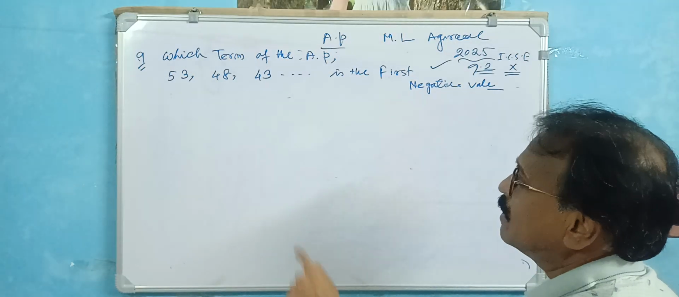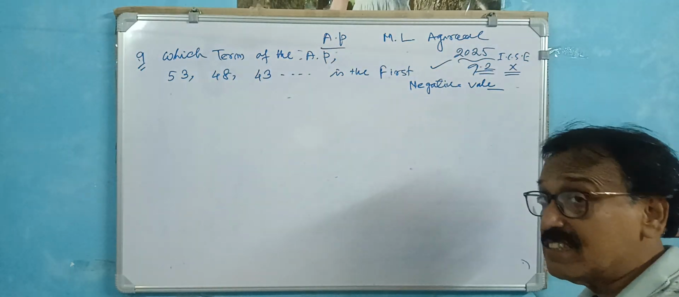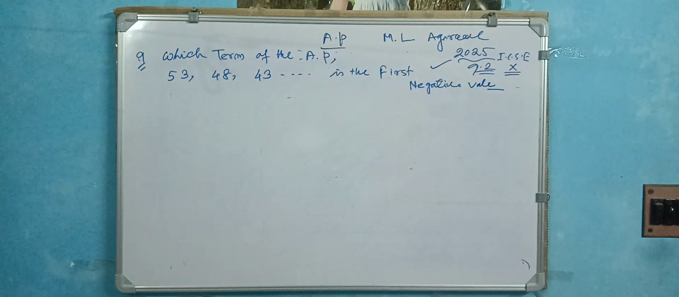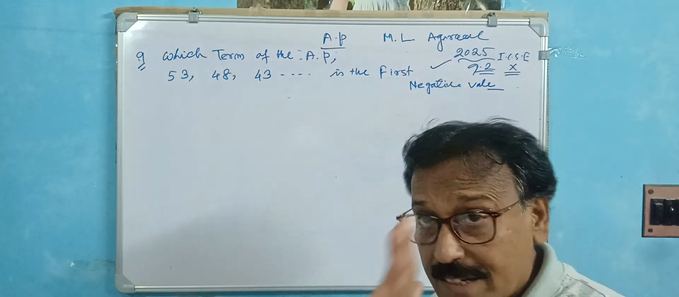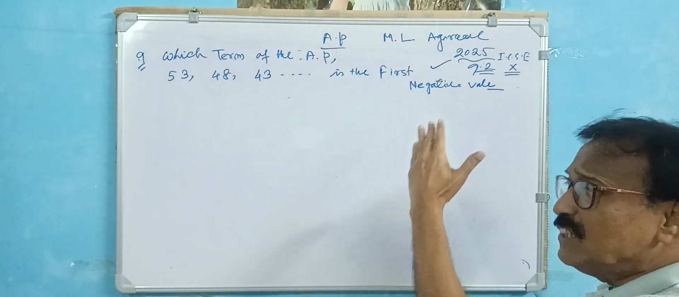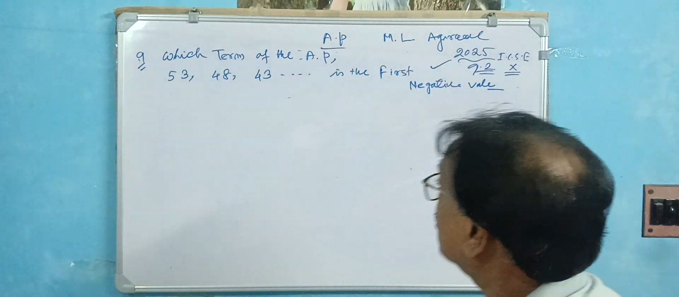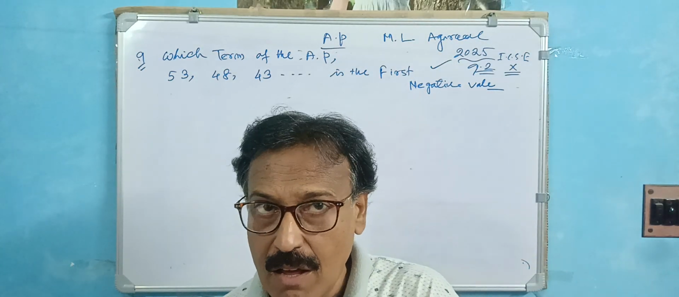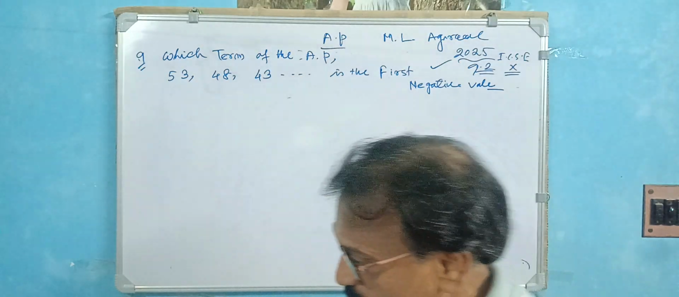Which term of the AP 53, 48, 43 is the first negative term? That is a very different question. That means this is a decreasing order. 53, 48, 43 is a decreasing order. At one point it will start with a negative number. Now find out in which term the negative value starts.